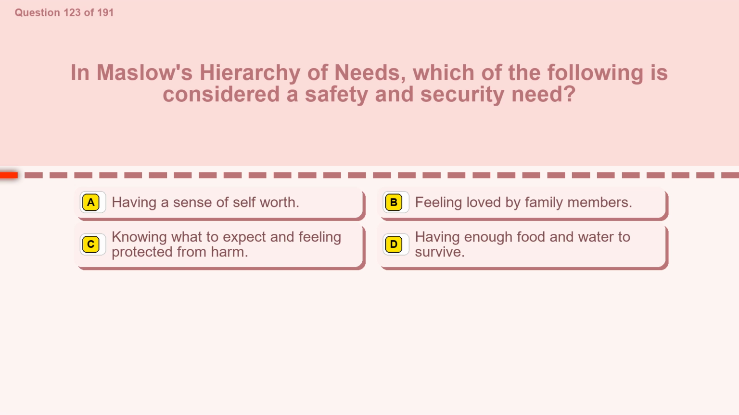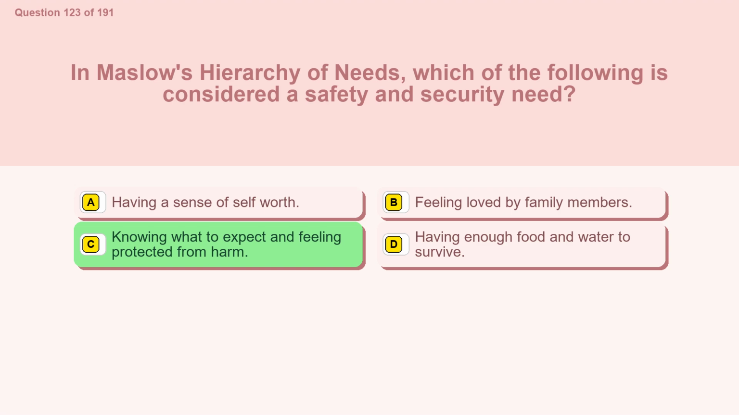Question 123. In Maslow's hierarchy of needs, which of the following is considered a safety and security need? Option A. Having a sense of self-worth. Option B. Feeling loved by family members. Option C. Knowing what to expect and feeling protected from harm. Option D. Having enough food and water to survive.